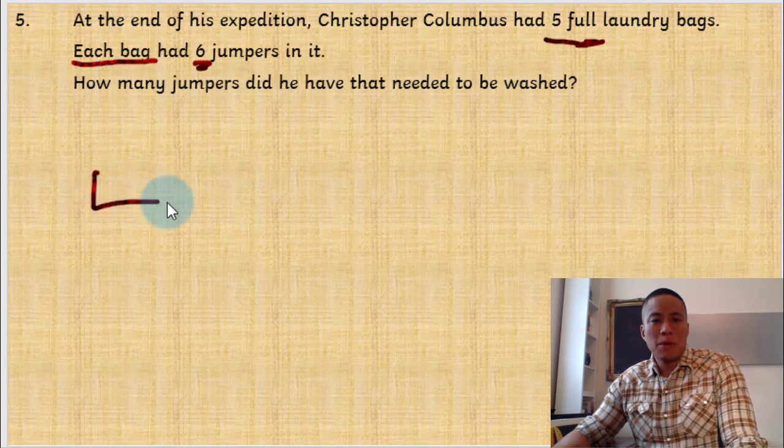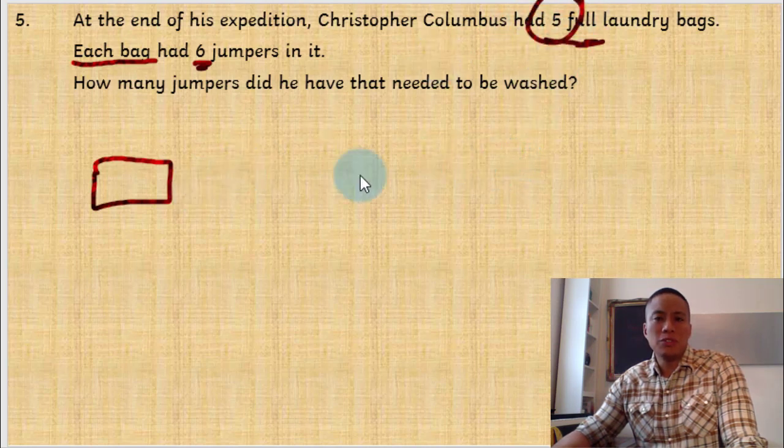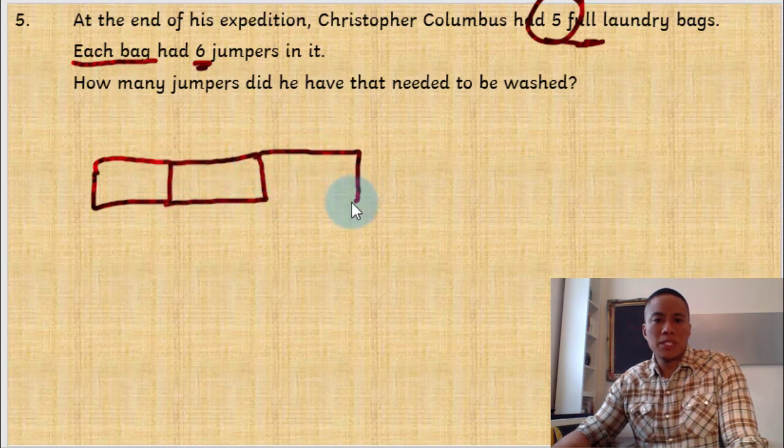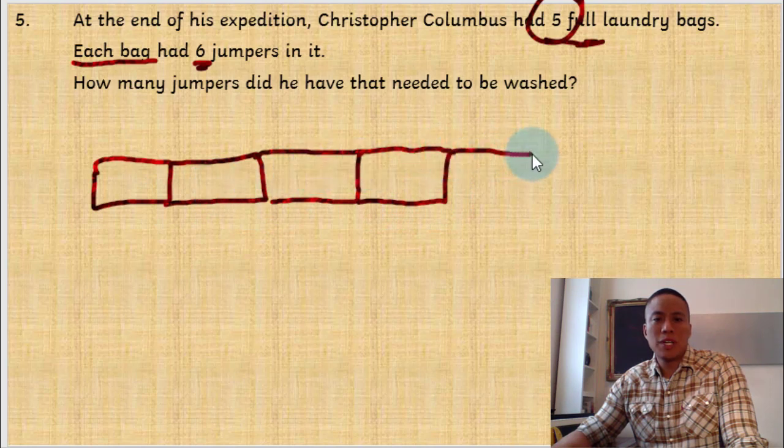Love my bar model. So this bar is going to represent a full laundry bag. We know that he's got 5 full laundry bags. So here we go. 1 laundry bag. 2. Try to make them even, Mr. Guevara. Try to make them the same. Oops, that's a bit too big, but let's just know that they're the same. It should be 3, 4. 1, 2, 3, 4. Yep. And the 5th one is here. 5 full laundry bags. Fantastic.